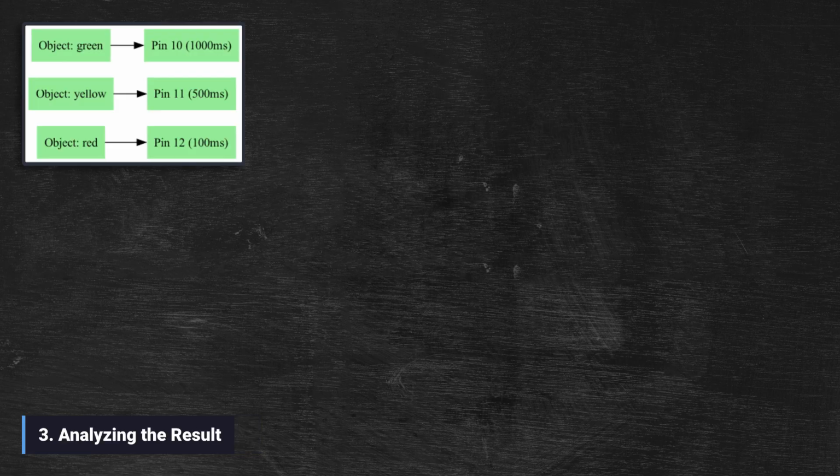By using inheritance and the update pattern, we've moved the complexity out of the main sketch and into the class. This makes our code much easier to read and maintain. If you wanted to add 10 more LEDs, you would simply follow the same pattern without making the loop any more complicated.